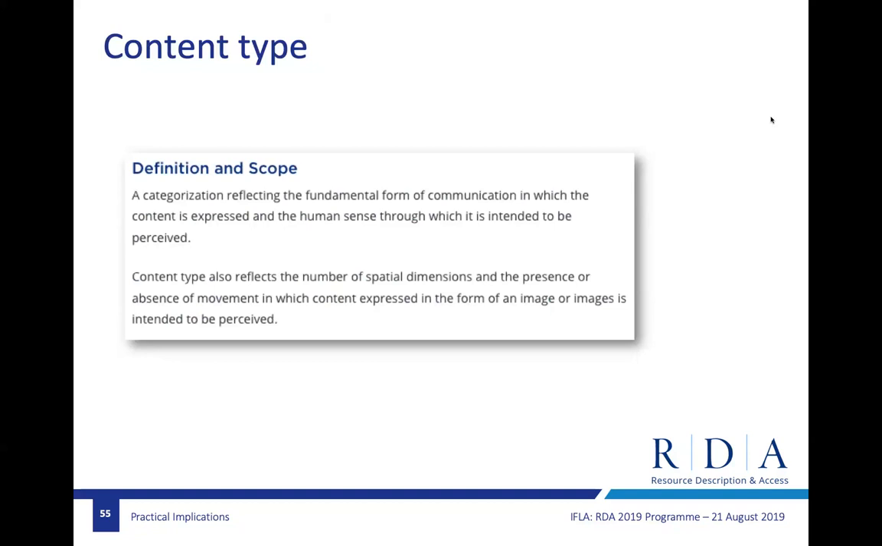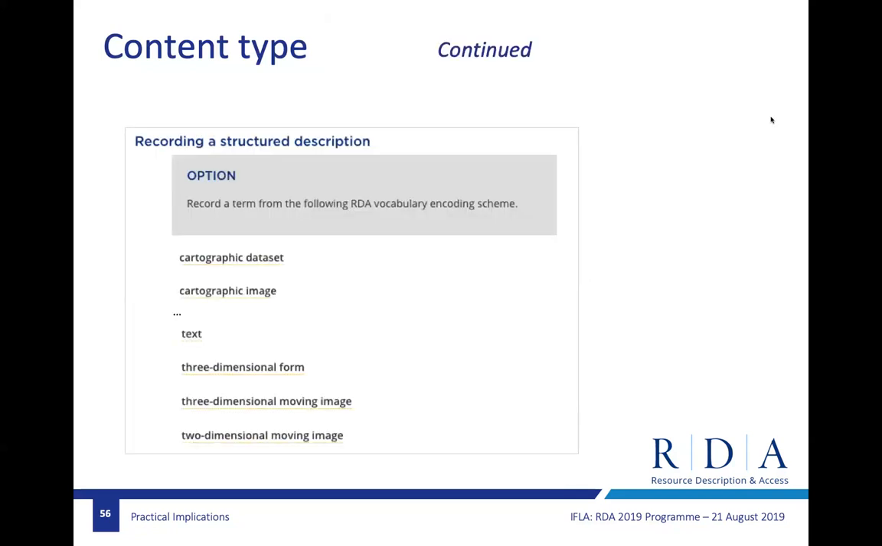Content type. This is familiar. It's a categorization reflecting the fundamental form of communication in which the content is expressed and the human sense through which it is intended to be perceived. Content type also reflects the number of spatial dimensions and the presence or absence of movement in which content expressed in the form of an image or images is intended to be perceived. I'm going to be using a structured description using the RDA vocabulary encoding scheme, which is a very long list, and I scroll down to find what I need, which is text.